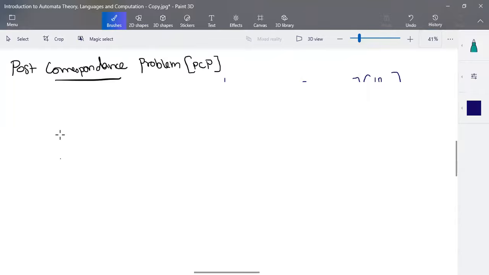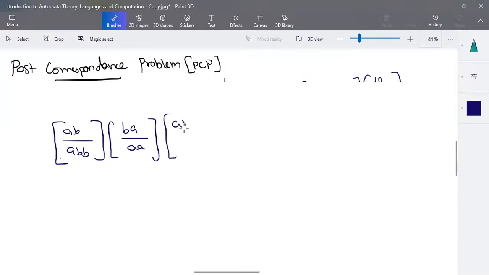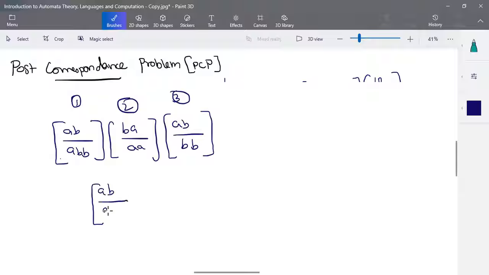Okay, I'll take one more example where you'll be having a looping structure too. Consider this set of dominoes. Now, let us take it as AB, ABB, BA, AA, and AB, BB. Okay, so this is your first domino, second and third. When you want to find a solution for this set, I cannot start with the second domino since the first letter here is B and at the bottom it is A. It is not matching. And for the third also you don't have a match. So the only possibility is I have to start with my first domino, ABB.